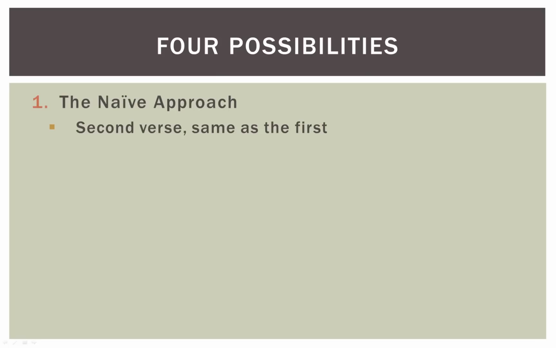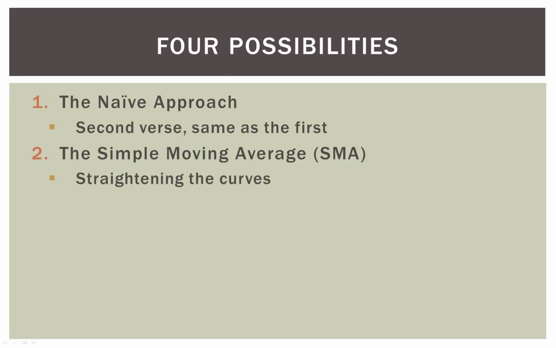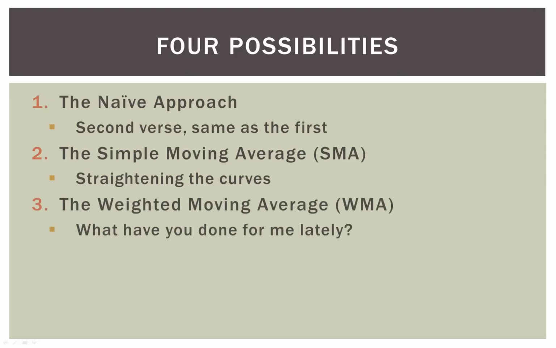Now, I'm not going to go into each one of these in depth because I've done so in the previous couple of videos, but there are 4 possible methods for doing forecasts. We have the naive approach, which just repeats last period's, in this case last game's, score. We have the simple moving average, which simply averages together a certain number of games to figure out the forecast for the next game. The weighted moving average is similar to the simple, except we give more weight to games that are more recent than further in the past.